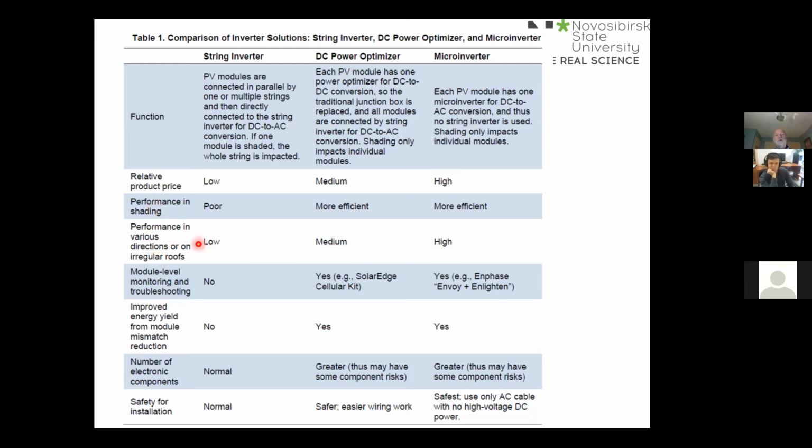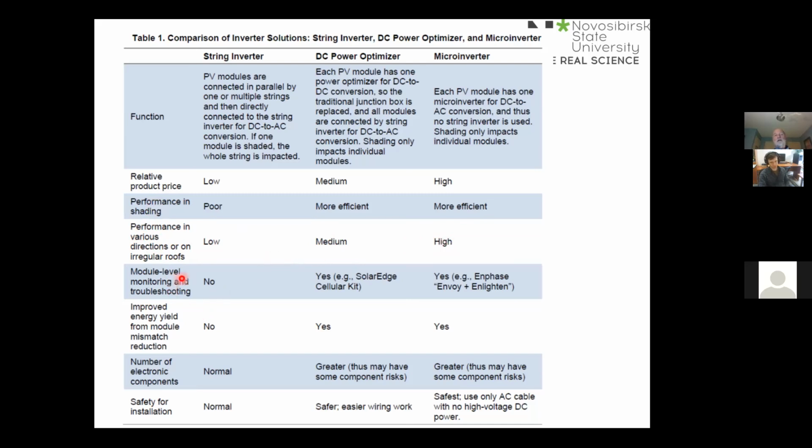Also, if you're going to install a PV system on a roof, you often have less control over the inclination and the tilt angle and the azimuth angle. And again, the variation in the different types of inverters follows that.